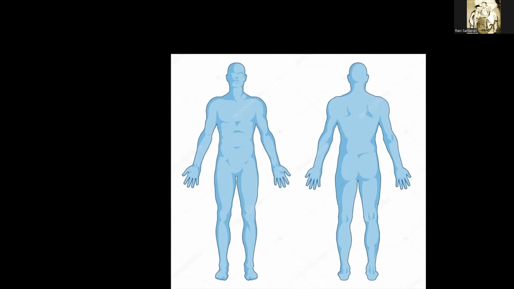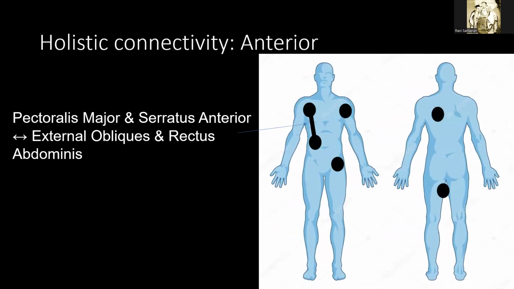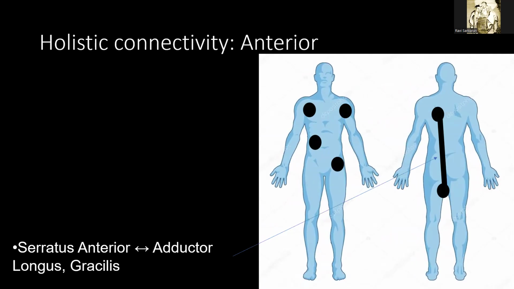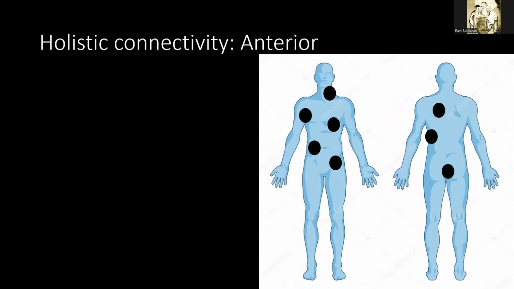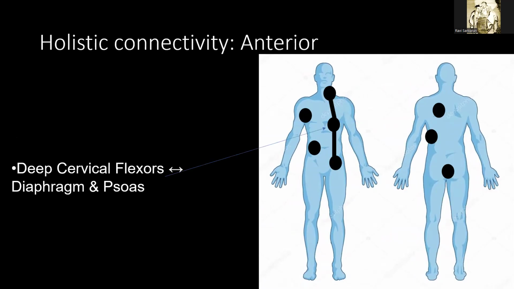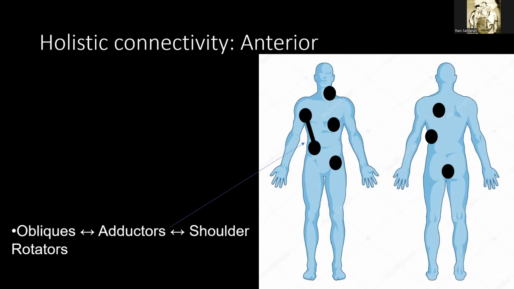So when we look at the anterior chains, we have pectoralis major and serratus anterior that connect to the external oblique and rectus abdominis. We have biceps brachii and iliopsoas that connect to rectus femoris. We have serratus anterior connected to the adductor longus and gracilis. We have subscapularis connecting the transverse abdominis and the pelvic floor. The deep cervical flexors connect to the diaphragm and the psoas. We have the obliques linked to the adductors and the shoulder rotators.